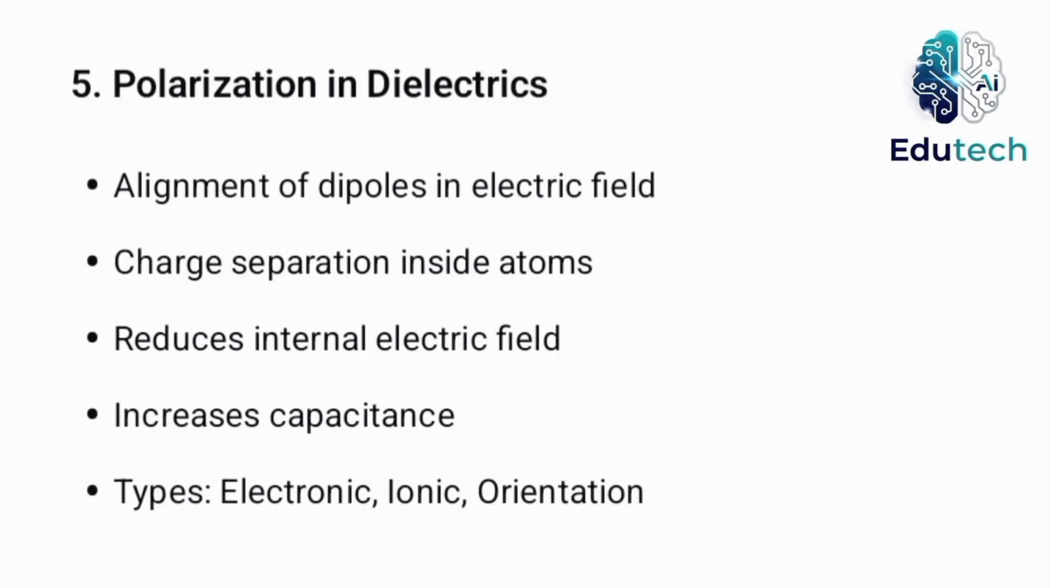What is polarization in dielectrics? Polarization in dielectrics refers to the alignment of electric dipoles inside an insulating material. When it is placed in an electric field, the positive and negative charges inside the atom shift slightly in opposite directions. This creates dipole moments within the material. Polarization reduces the effective electric field inside the dielectric and increases the capacitance of capacitors using dielectric materials.